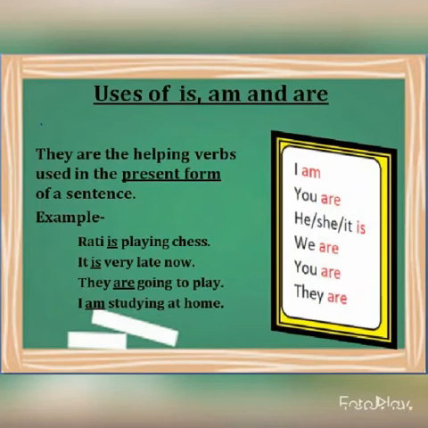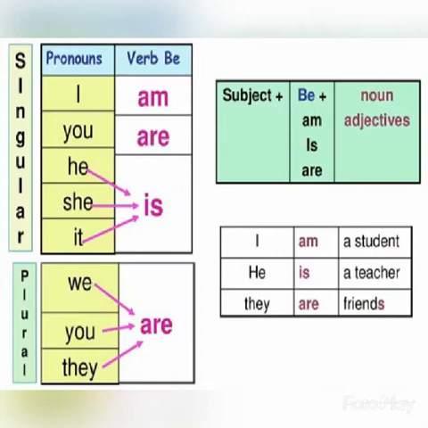I am studying at home. So I am right now in the present. I am studying at home. Now in this box you can see that we use I with am, you with are, he, she, it we use is, with we use are, with you we use are, and with they also we use are. Let's have brief information about this also.